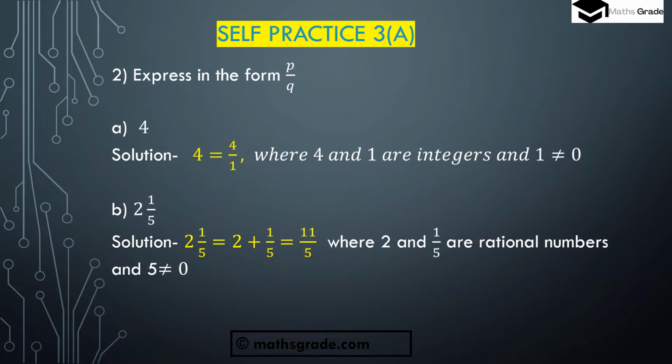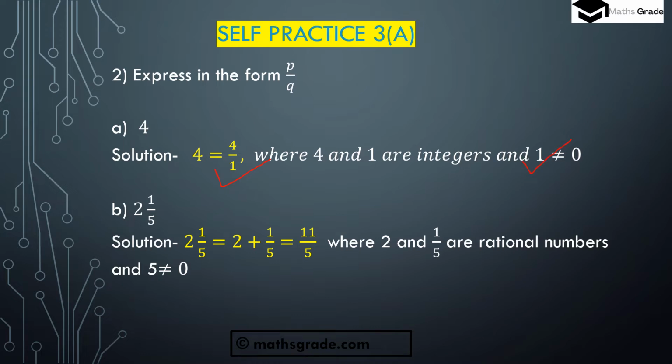Now we solve question number 2. Question number 2 is expressed in the form P divided by Q. First bit is 4. We can write 4 as 4 divided by 1, where P is 4 and Q is 1. 4 and 1 are both integers and Q, that is 1, is not equal to 0.